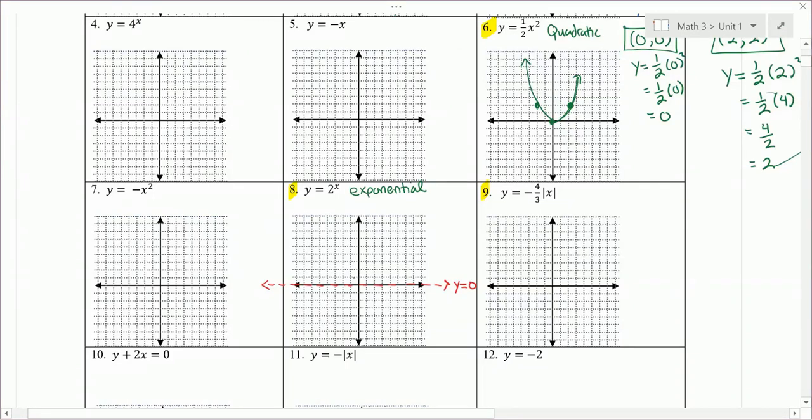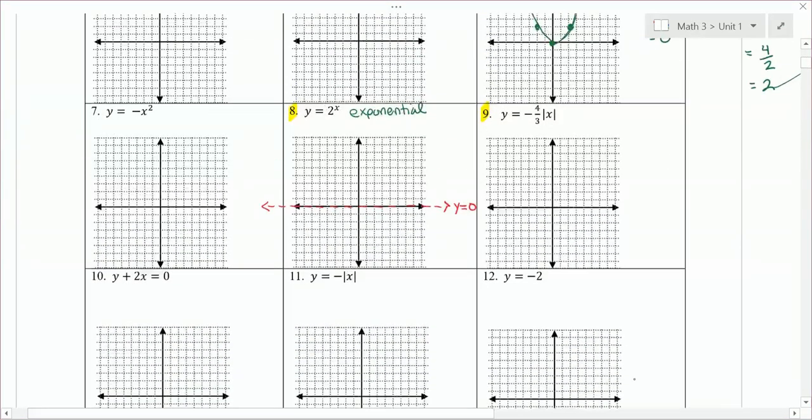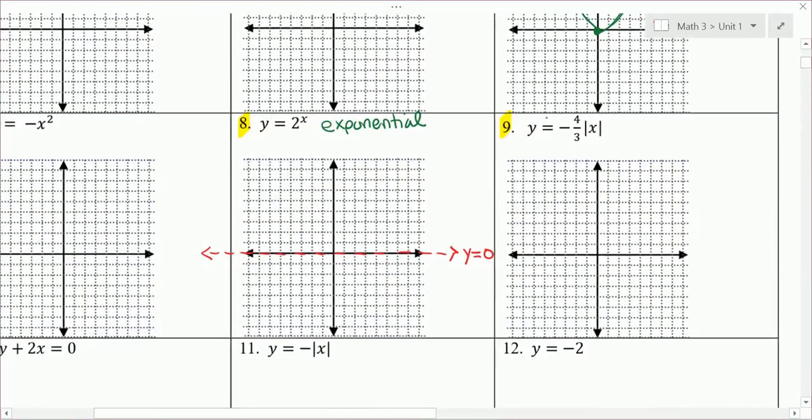The parent graph always goes through the point 0, 1. And why is that? Well, if we plug in 0 for x into our equation, we end up with y is 2 to the power of 0. Anything to the power of 0 is 1. So 0, 1 is a point. With the exponential function, you're going to want to pick values to the right of that first point, so you're going to want to plug in x values that are positive.